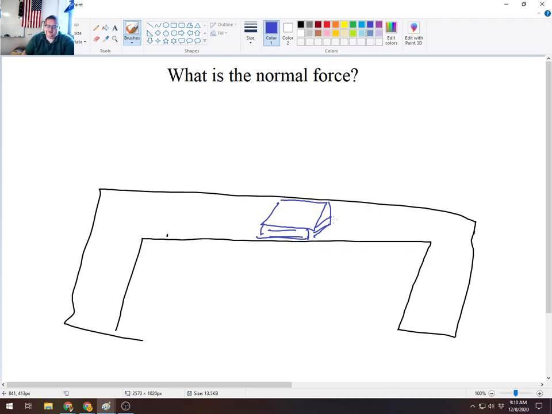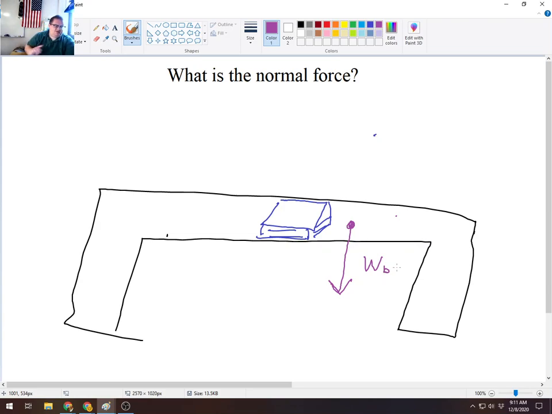If you're thinking about it, hopefully there's one force that you are immediately drawn to, because there's a gravitational force. Gravity is pulling down on this book. So if we were to draw it as a force diagram, maybe I would draw a vector, and we call that the weight. So the W here is the weight of the book.